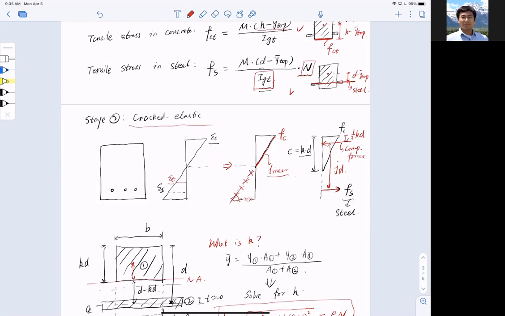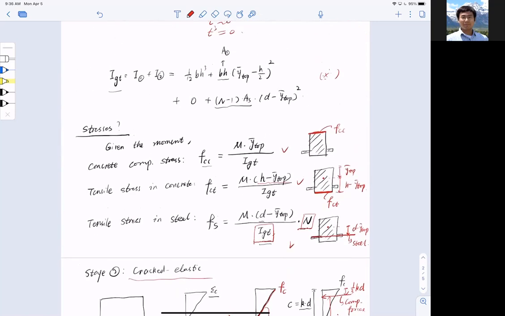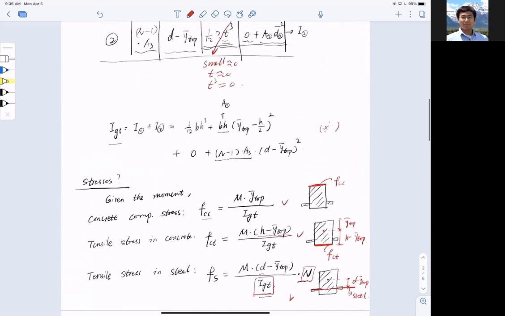All right, so this is all the concept to find the moment of inertia for the uncracked and cracked section, stage 1 and 2. So I just want to pause here. Do you have any questions so far on the concept? Anything, folks?